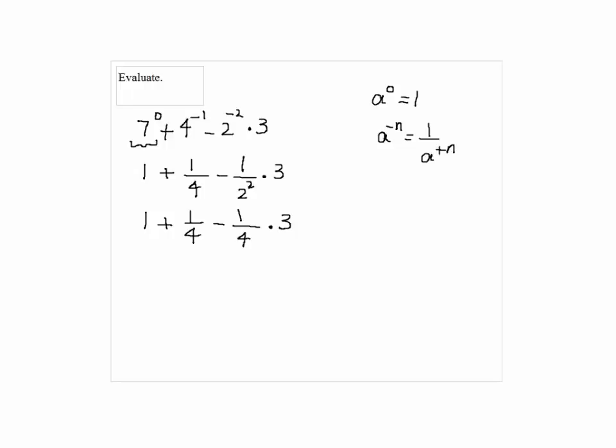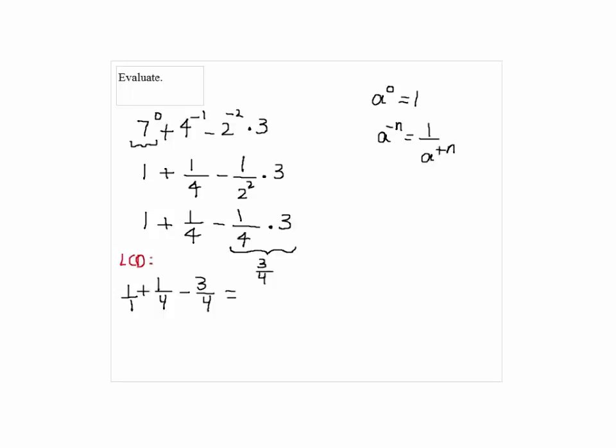From left to right, we look for parentheses and exponents, which we don't have anymore here. We look for multiplication and division, and the first multiplication is here. So this would be minus 1/4 times 3, which is equal to minus 3/4. So we have 1 plus 1/4 minus 3/4.